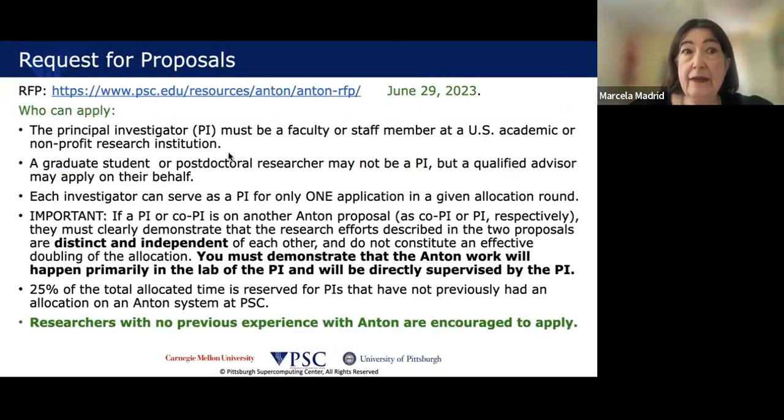The PI for the proposal must be a faculty or staff member at a US academic or nonprofit research institution. A grad student or postdoctoral researcher may not be a PI, but a qualified advisor may apply on their behalf. Each investigator can serve as a PI for only one application in a given allocation round. And this is important.